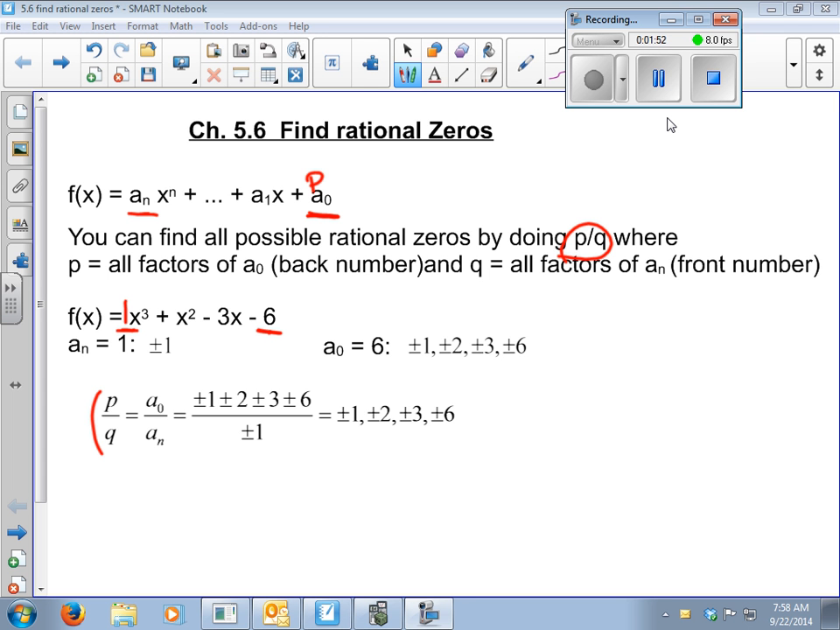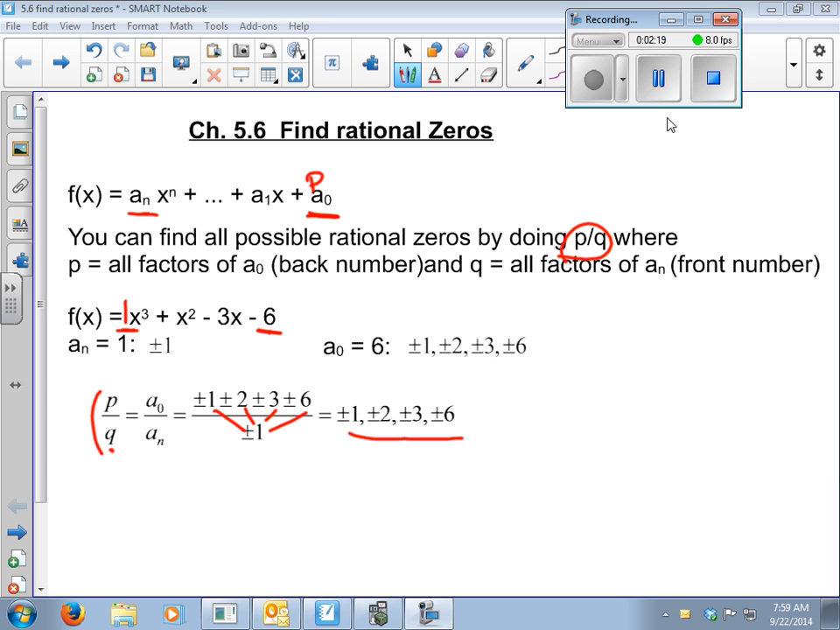Well, then we put the whole thing together. We've got P over Q. Your P value will be all of your numbers 1, 2, 3, and 6. Your Q value will be just plus and minus 1. And then you need to put it together, every single thing on the top over every single thing on the bottom. 1 over 1, 2 over 1, 3 over 1, 6 over 1. And these right here would be your list of possible rational zeros.